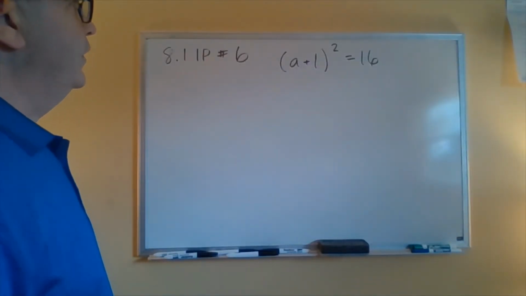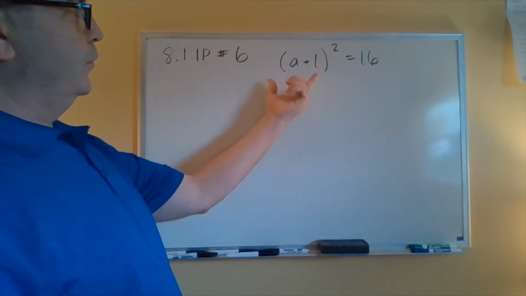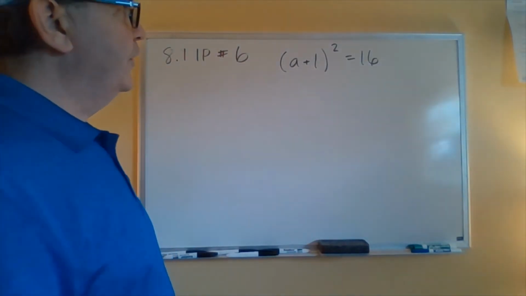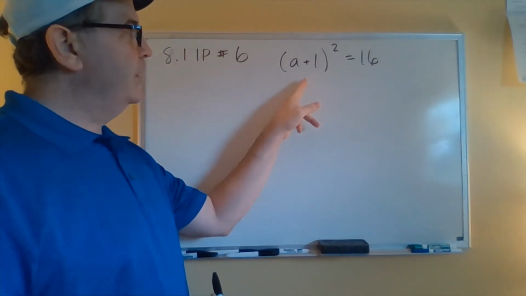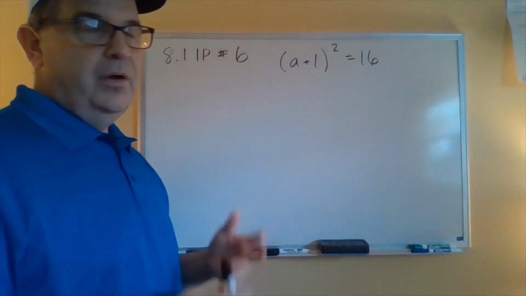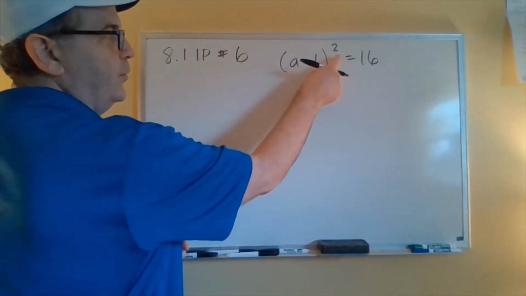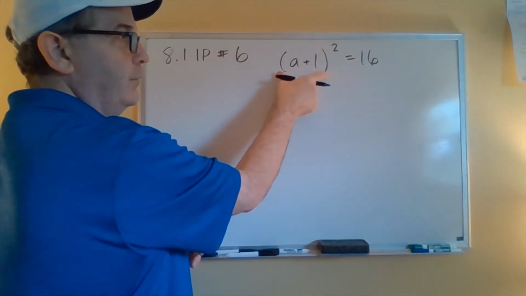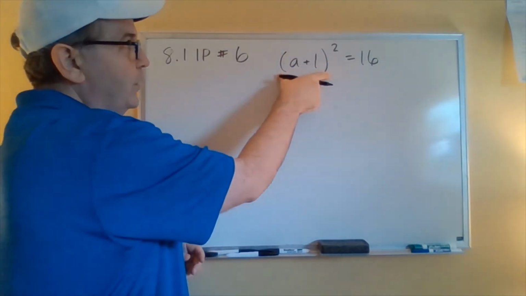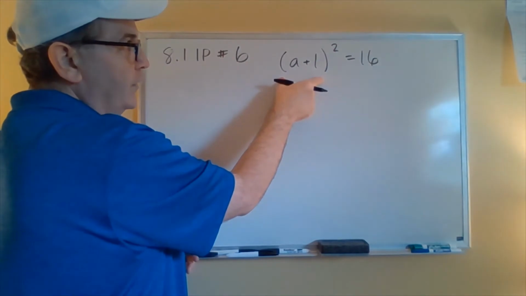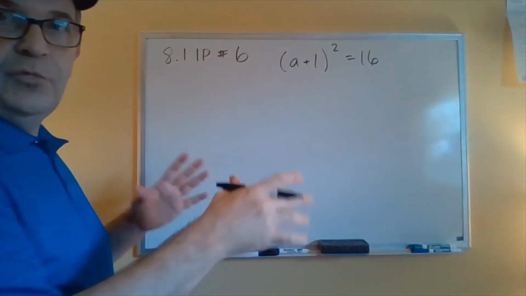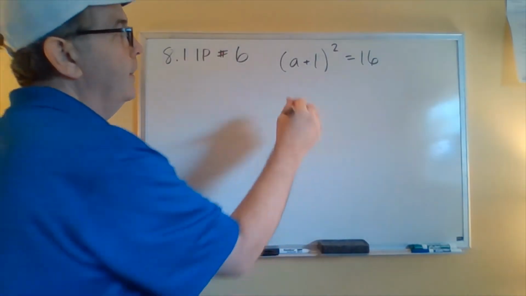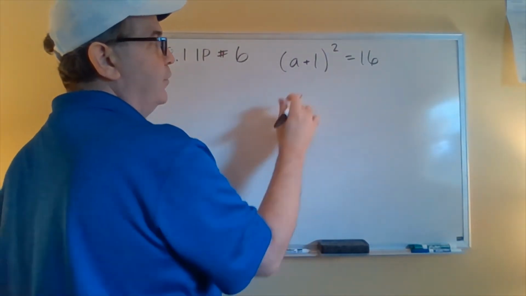Number 6 is we have a plus 1 in parentheses, we're squaring that, equals 16. Now remember, using the square root method, we want squared component equals a number. But what is our squared component here? Well, the exponent belongs to directly what's on its left. And what's directly to the left of the exponent? The parentheses. So this is our squared component, this whole thing. So it's set up the way we want it right now. So we have a plus 1 squared equals 16.